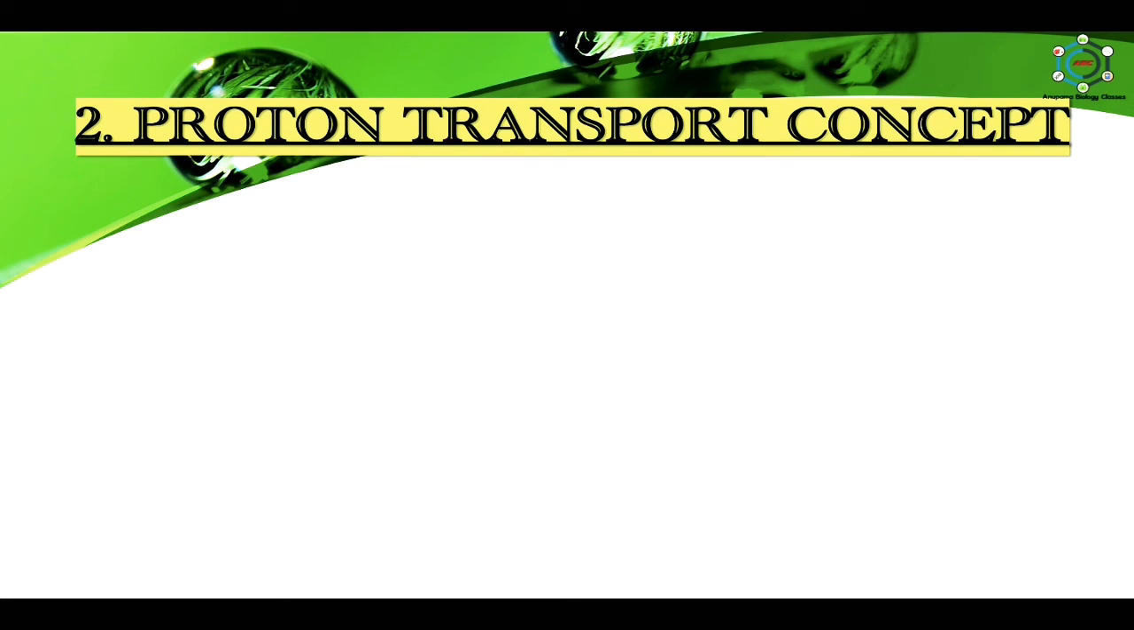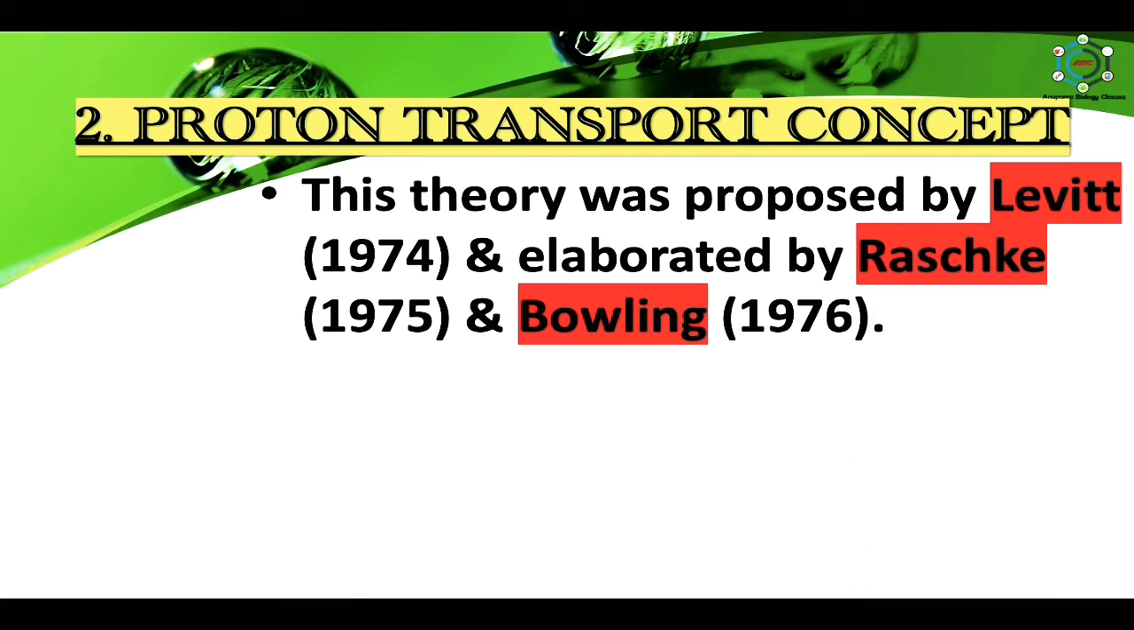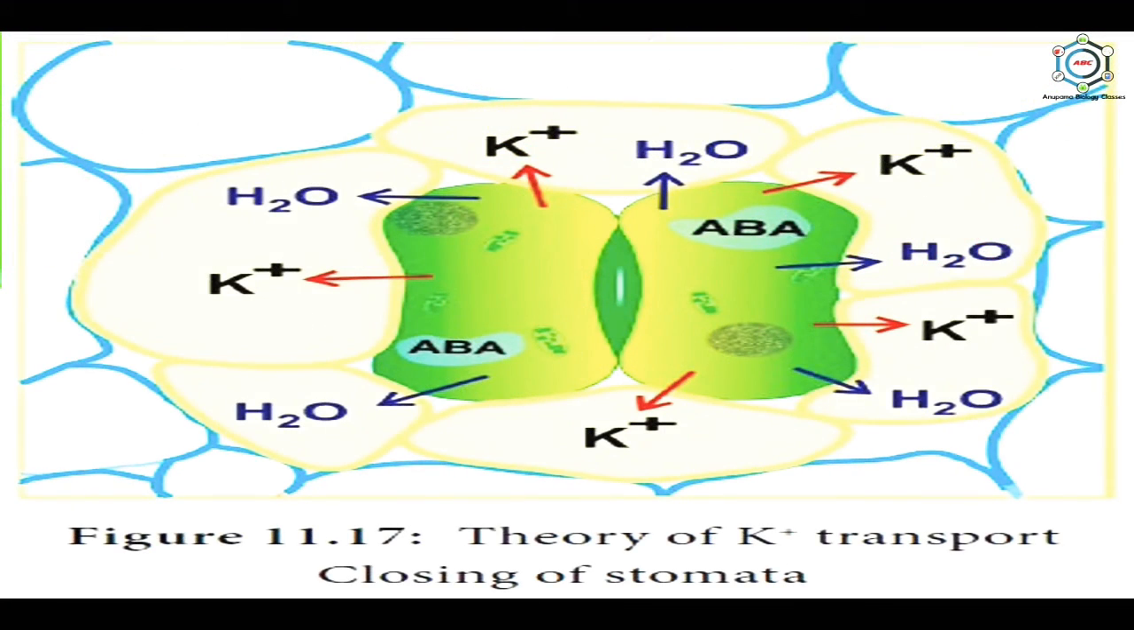After this, the second concept is the proton transport concept. This theory was proposed by Leavitt in 1974 and elaborated by Reschke and Bolling. So here you can see a brief account of this theory. In case of light, the starch content of the guard cells disappears in light. First of all, the starch is converted into organic acids, particularly phosphoenol pyruvic acid. Phosphoenol pyruvic acid then combines with carbon dioxide to produce oxaloacetic acid and then malic acid.